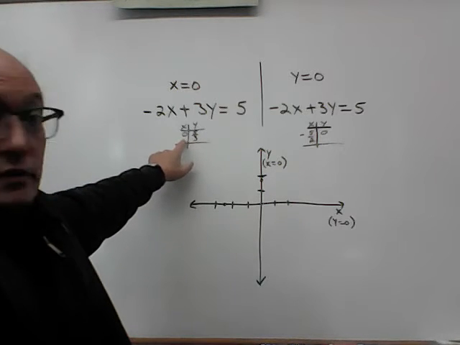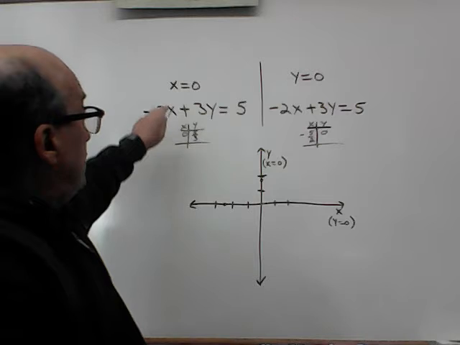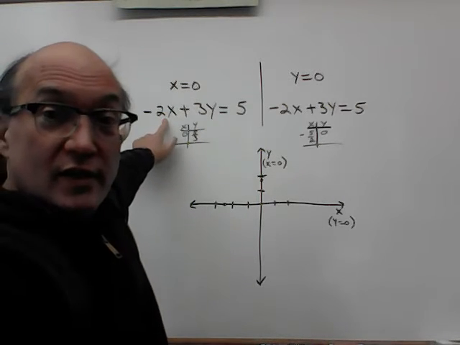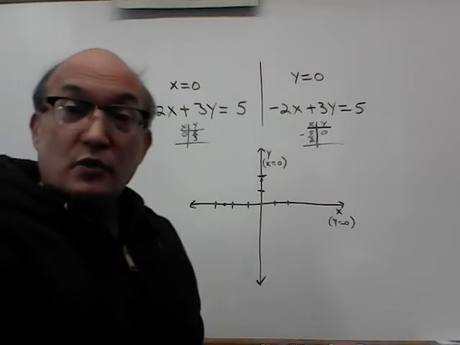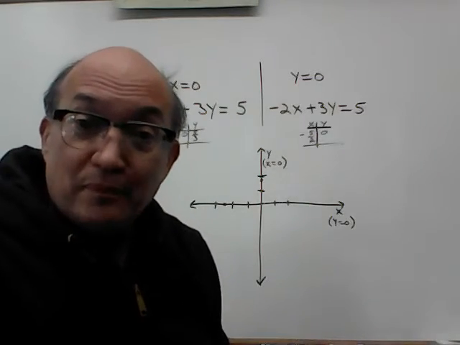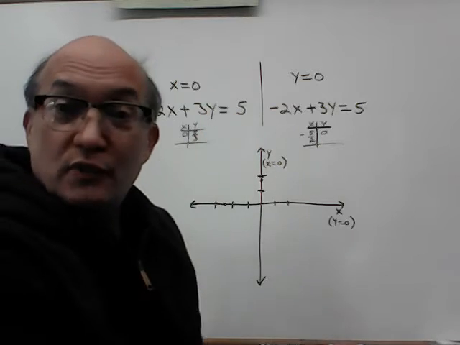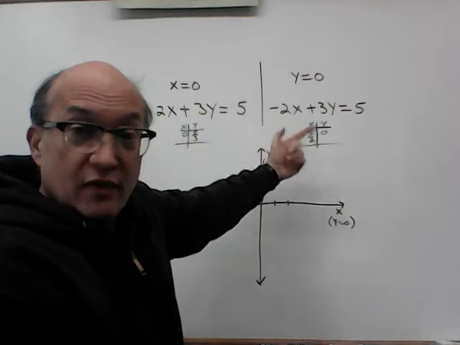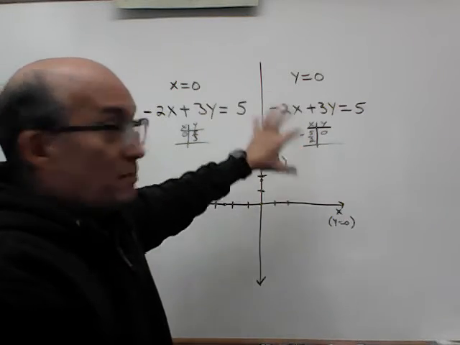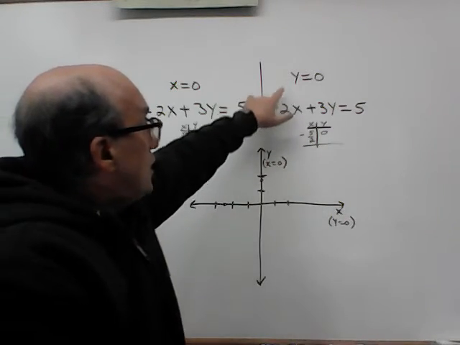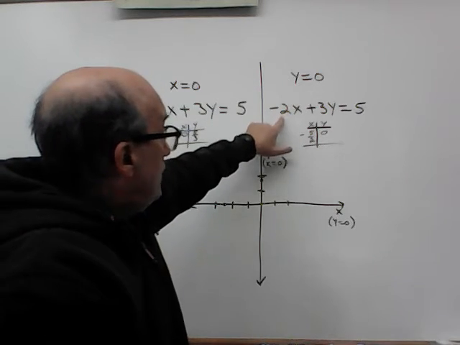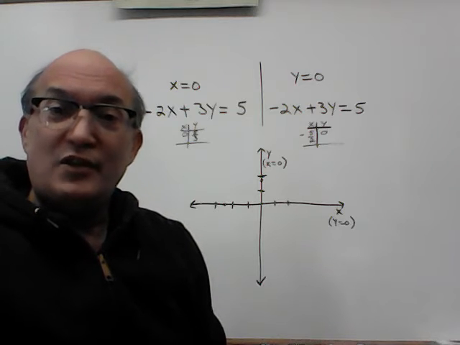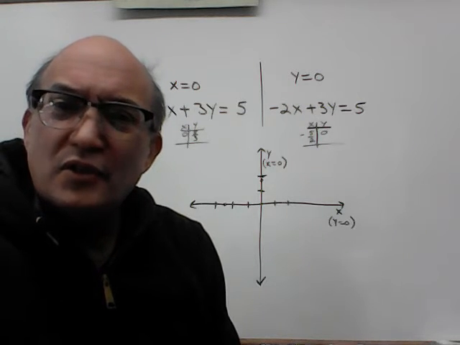Going back to the first system, this is a point that is on both of those lines. It's on the line x equals 0, and it's on the line negative 2x plus 3y equals 5. So it's the solution of the system. It's the intersection of two lines. And over here, in a similar way, the point negative 5/2, 0 is on both lines. It is on the line y equals 0, and it is also on the line negative 2x plus 3y equals 5. So we have solved two systems of linear equations.